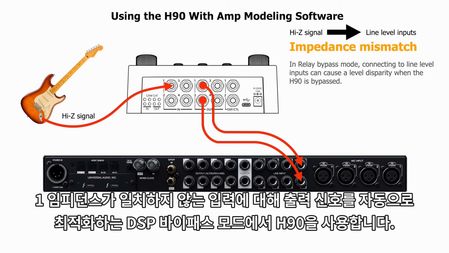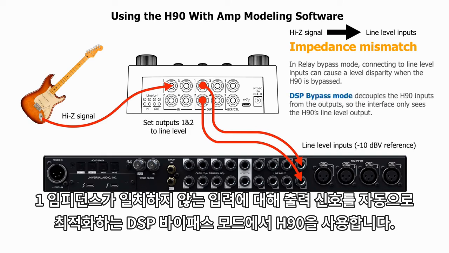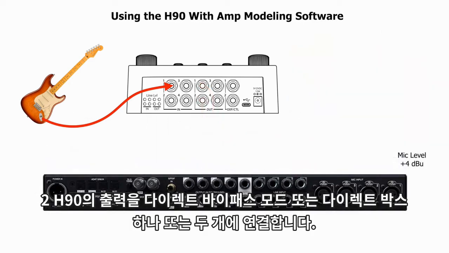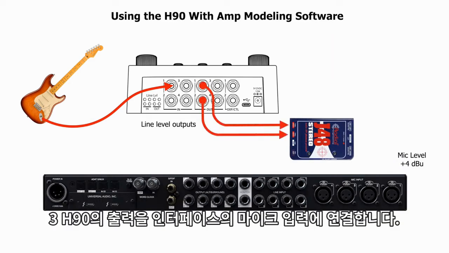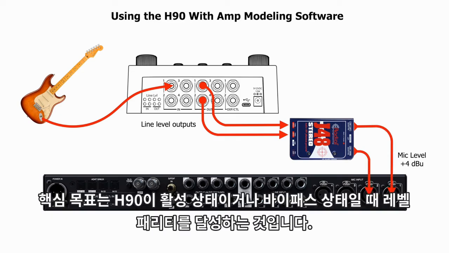Number 1, use the H90 in DSP bypass mode, which automatically optimizes the output signal for inputs with mismatched impedances. Or number 2, connect the H90's outputs to a direct box or 2, and connect those outputs to mic inputs of the interface. The key objective is to achieve level parity when the H90 is either active or bypassed.